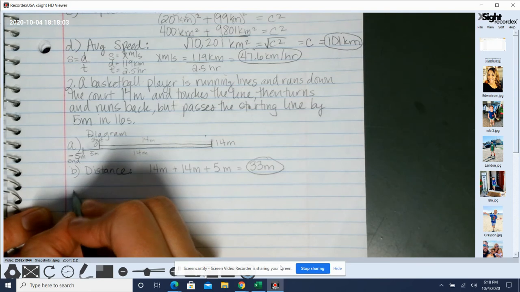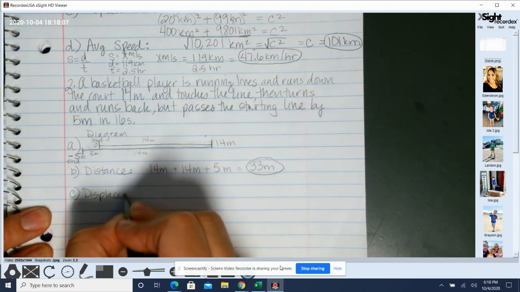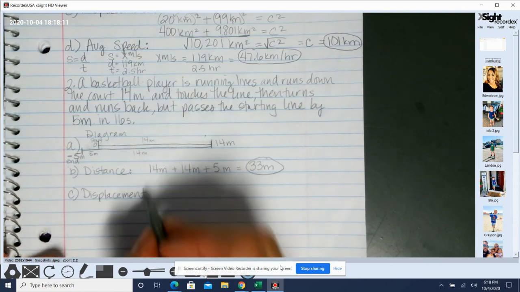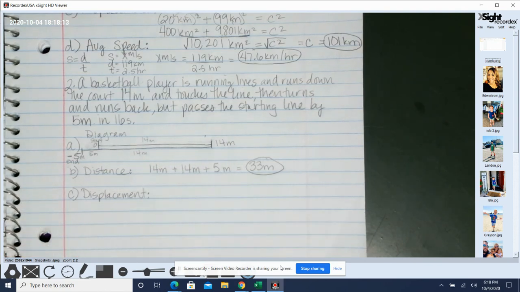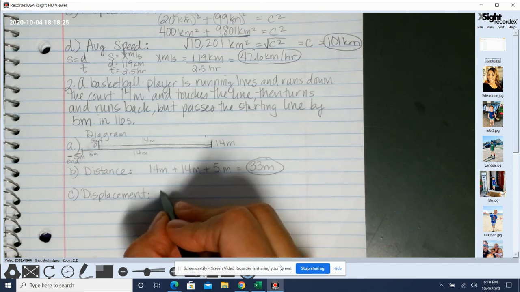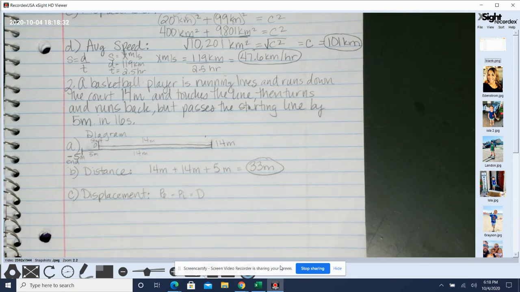so we want the displacement. Now we know displacement can be negative. We also know that a displacement is not the entire distance. It's the difference it went from start to finish. It's the displacement or the change in position from start to finish or end. So remember, we have our final position minus our initial position, which equals displacement.